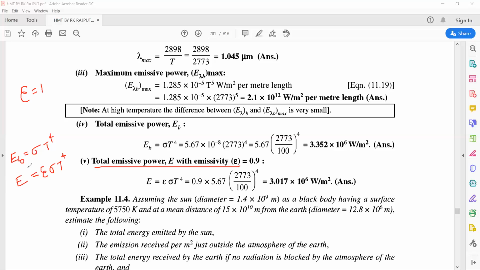But while calculating for the real surfaces or for the non-black surfaces, you have to consider the emissive power equal to epsilon sigma into T to the power 4, because already emissivity is given, that is 0.9. So substitute all the values in this equation and get the value of the total emissive power from the real surface as 3.017 into 10 power 6 watt per meter square. You can take a screenshot of this problem as well, okay, and practice these three numericals thoroughly.